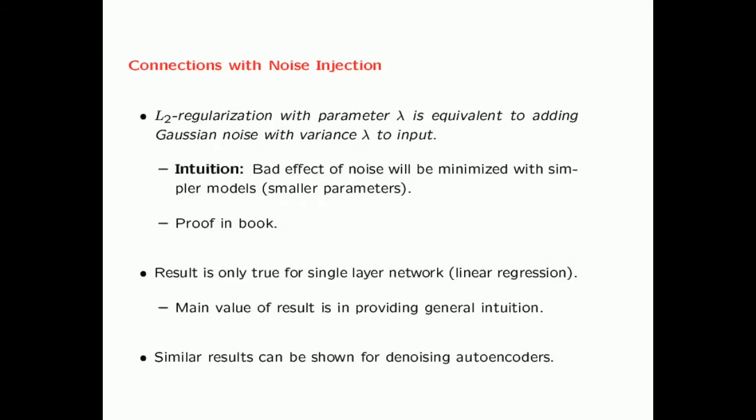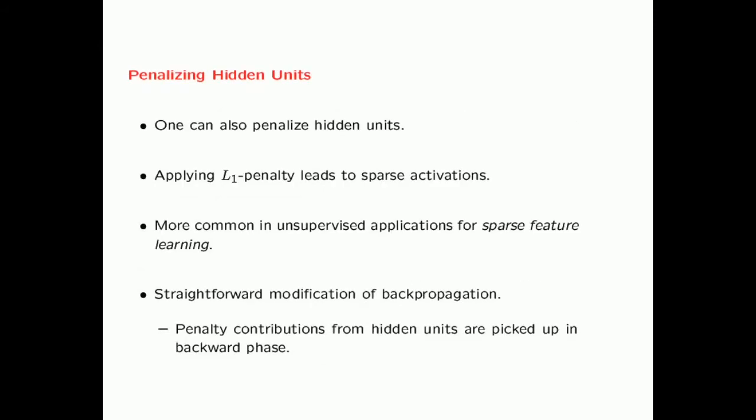Now, this result, of course, is only true for a single layer network, that's linear regression, but the main value of this result is for providing the general intuition. And you can actually show similar results for denoising autoencoders. You can show that adding a small amount of Gaussian noise is equivalent to performing L2 regularized singular value decomposition.